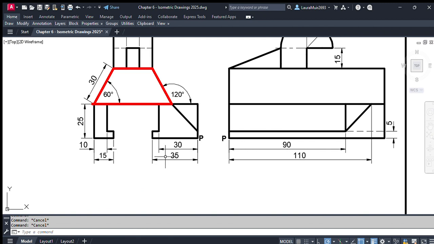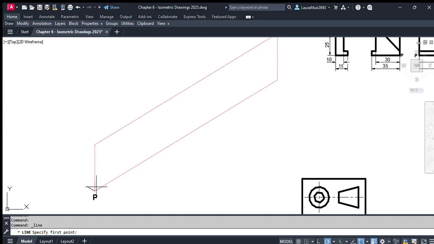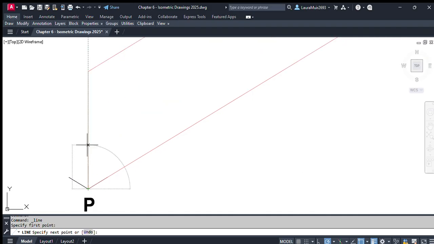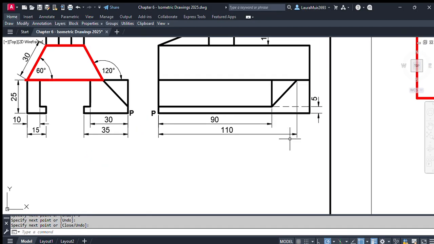So this height here, as you can see from there, is 5. So from here, I'm going to measure up 5 and go back. I'm going to go over it in red so you can see what we've drawn as we draw it. Okay, so we've drawn this line, this line, this line.